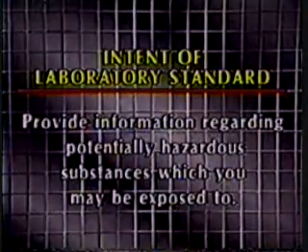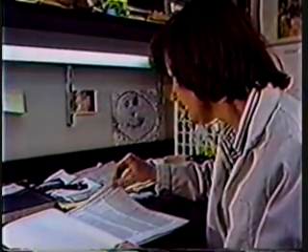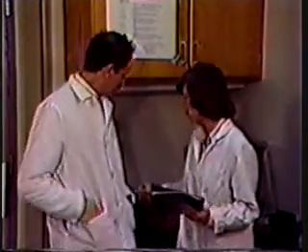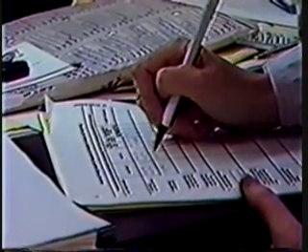The intent of the laboratory standard is to provide you with the information you'll need regarding potentially hazardous substances which you may be exposed to in the workplace. In addition to showing you this program, there are a number of other things your employer will be doing to provide you with information about the laboratory standard and how to work safely with chemicals in your laboratory. They'll make a copy of the standard available to you so that you can become familiar with its contents. They will also be creating a chemical hygiene plan, which will describe what your employer is doing to protect you from exposure to hazardous chemicals, as well as the operating procedures you should use when working with these chemicals.